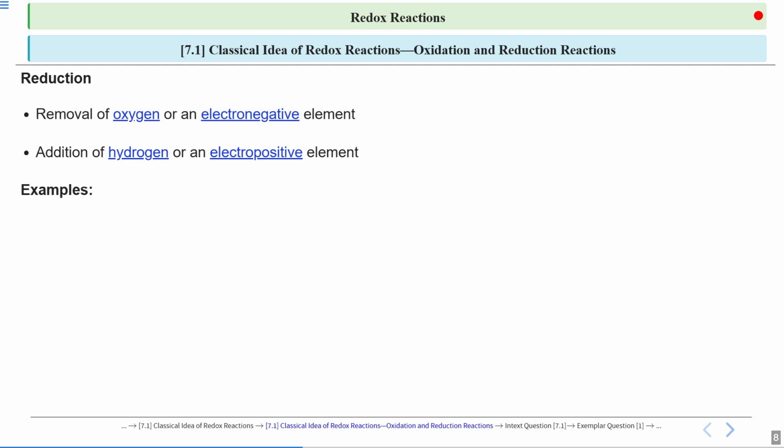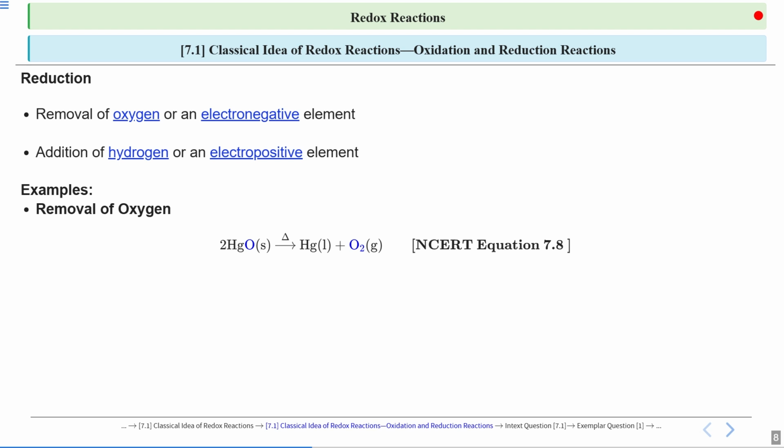So now let's understand this removal of oxygen and addition of hydrogen with the help of examples. First of all, the removal of oxygen is directly related to reduction. In the given NCERT equation 7.8, you will find that when mercuric oxide is heated, it gives the product mercury, that means Hg plus O2.